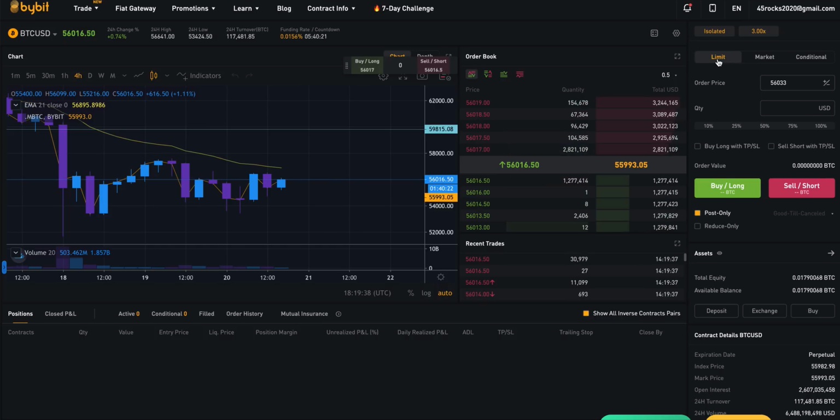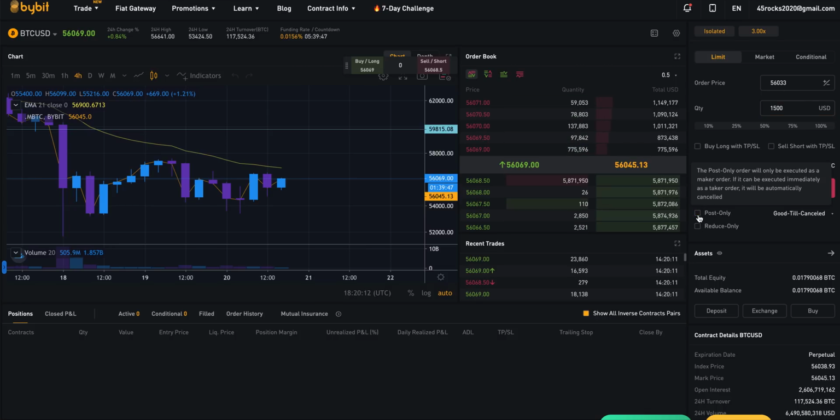A limit order adds liquidity to the market because basically you are putting your order into the order book, and your order will not get filled until it reaches that price. So basically I can put a limit order and say I want to buy a certain dollar amount of Bitcoin. So let's say I want to buy $1,500 worth of Bitcoin at the price 56,033. I'm just going to do this here, and I'm going to click buy long.